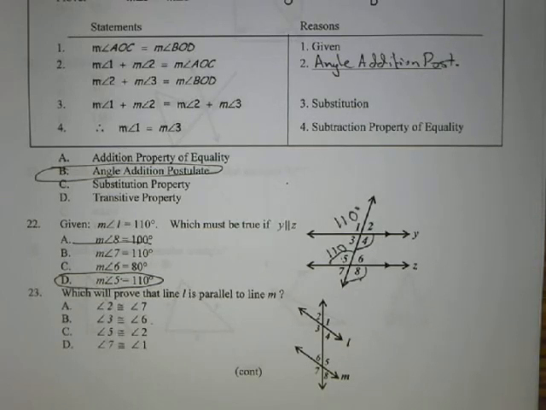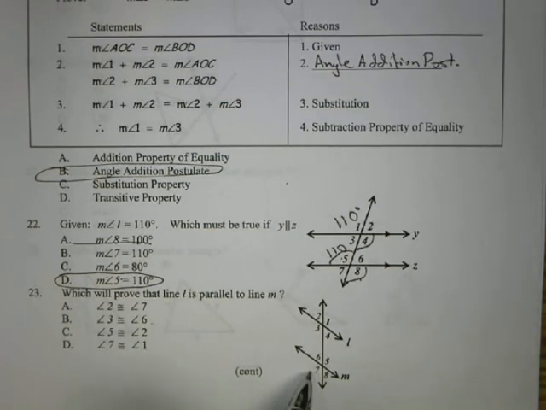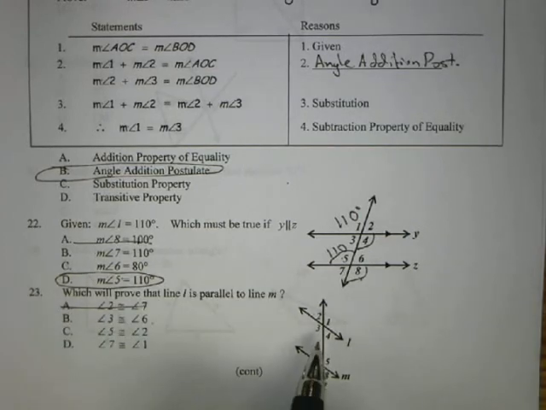23, which will prove that line L is parallel to line M? This is where we're looking for the angle pairs we have: corresponding, alternate interior, alternate exterior, and consecutive interior. Since it looks for congruence, we're only going to use the first three: corresponding, alternate interior, alternate exterior. If I have those, two congruent pairs, then they give me that the lines are parallel.